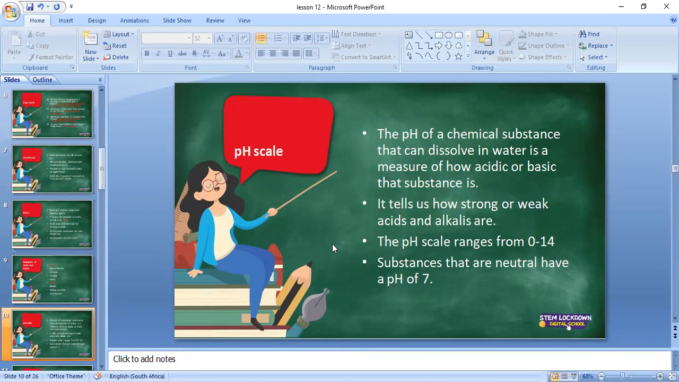Now the pH scale. The pH of a chemical substance that can dissolve in water is a measure of how acidic or basic that substance is. It tells us how strong or weak acids and alkalis are. The pH scale ranges from 0 to 14. From 0 to 6, those are your acids. At 7 it's the neutral point. Still water is neutral, so it's not acidic and not basic; the pH of water is 7. Then 8 to 14, those are your bases. So you've got strong bases and weak bases. I've explained that concept as well.